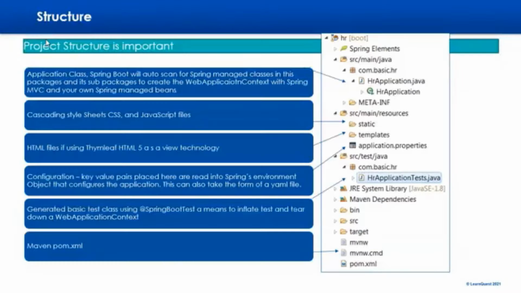The structure then. So from the top, we have our application class. You can rename it. We then have source main resources. Underneath that, you will have a static subdirectory. It is here that the default configurations will look for style sheets, JavaScript files, images.